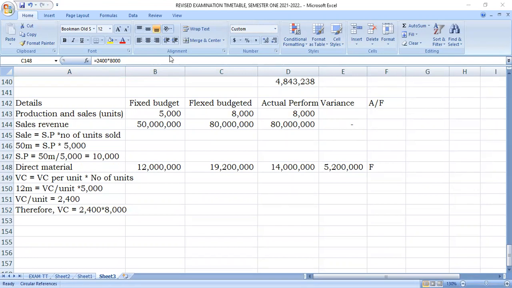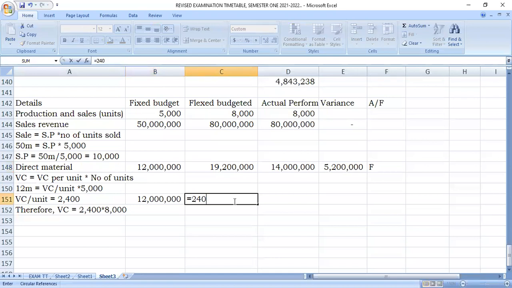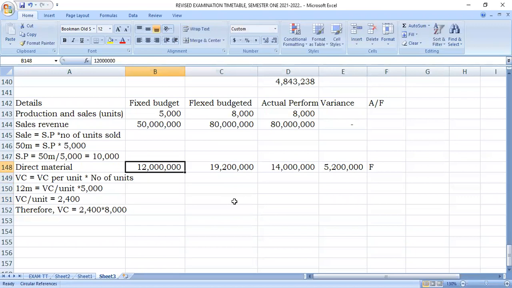Why do we multiply by the 8,000? That's the whole instance that we are flexing the budget. At the level of 5,000, if it is for direct materials, we are spending 12,000. The reason is clear: the variable cost is 2,400, and therefore 2,400 times 5,000, automatically, I have to get 12,000. So if the 5,000 has changed, the level of activity is now 8,000, what will be the figure? The variable cost per unit doesn't change, but the level of activity has changed to 8,000. That's why I'm getting the 19,200. Esther, I hope I've answered you.